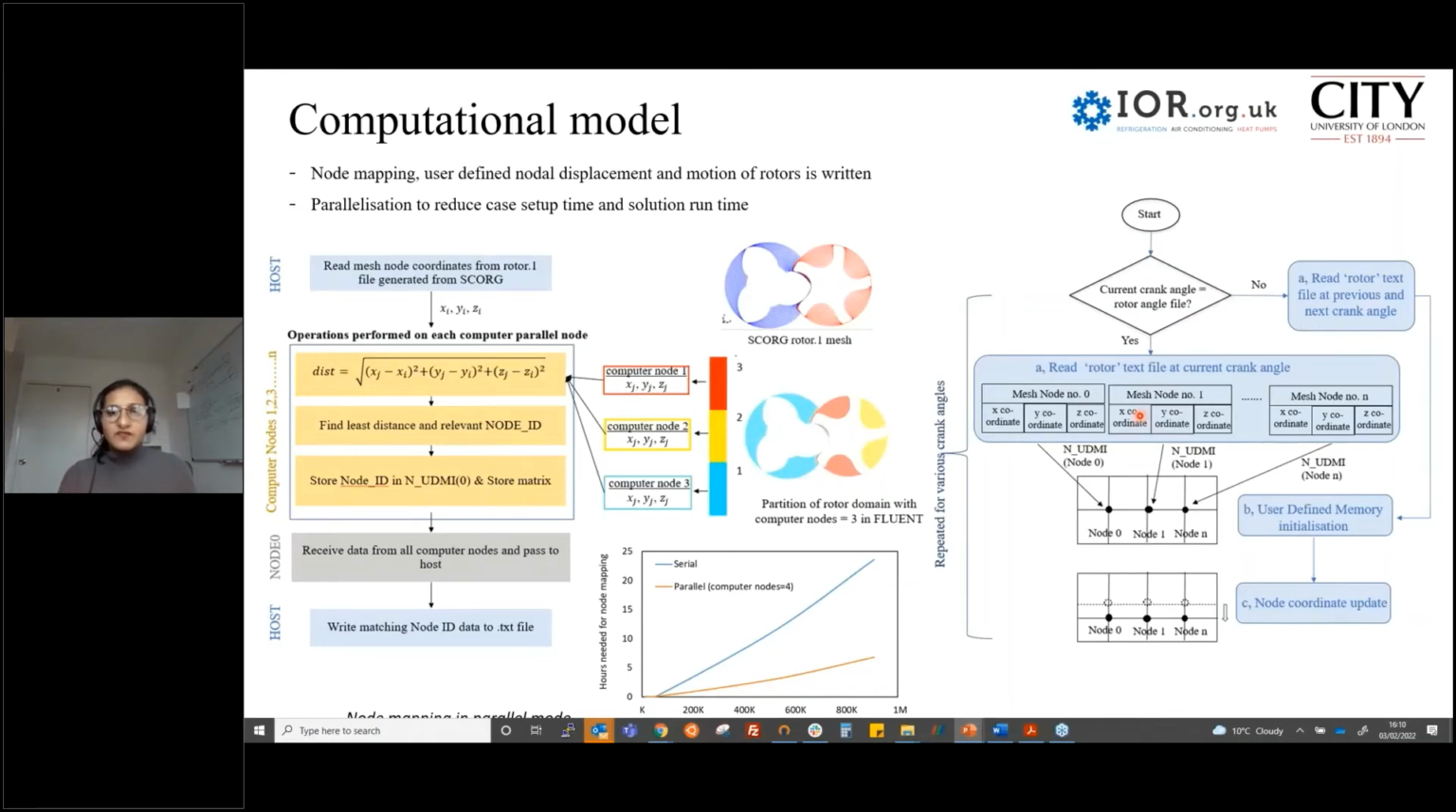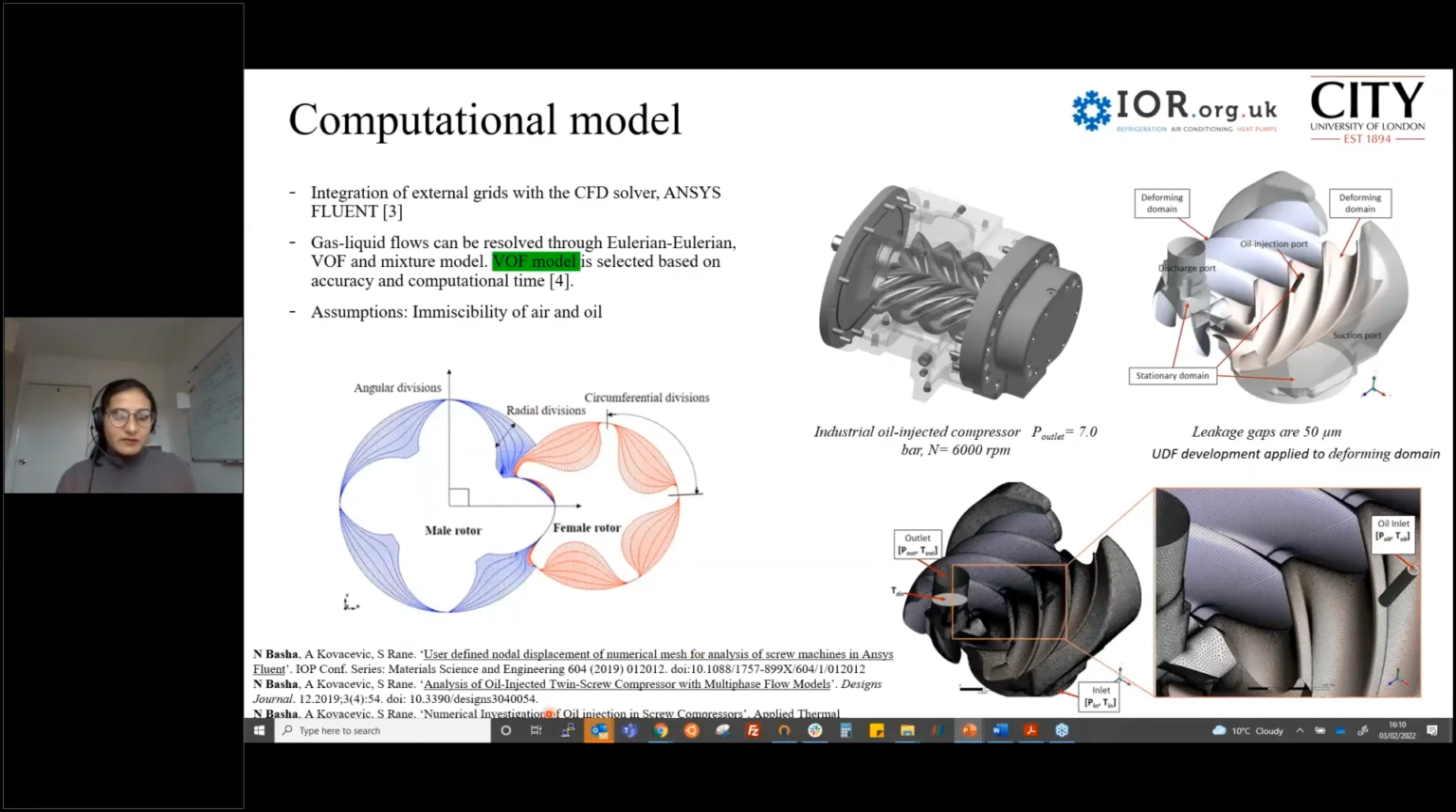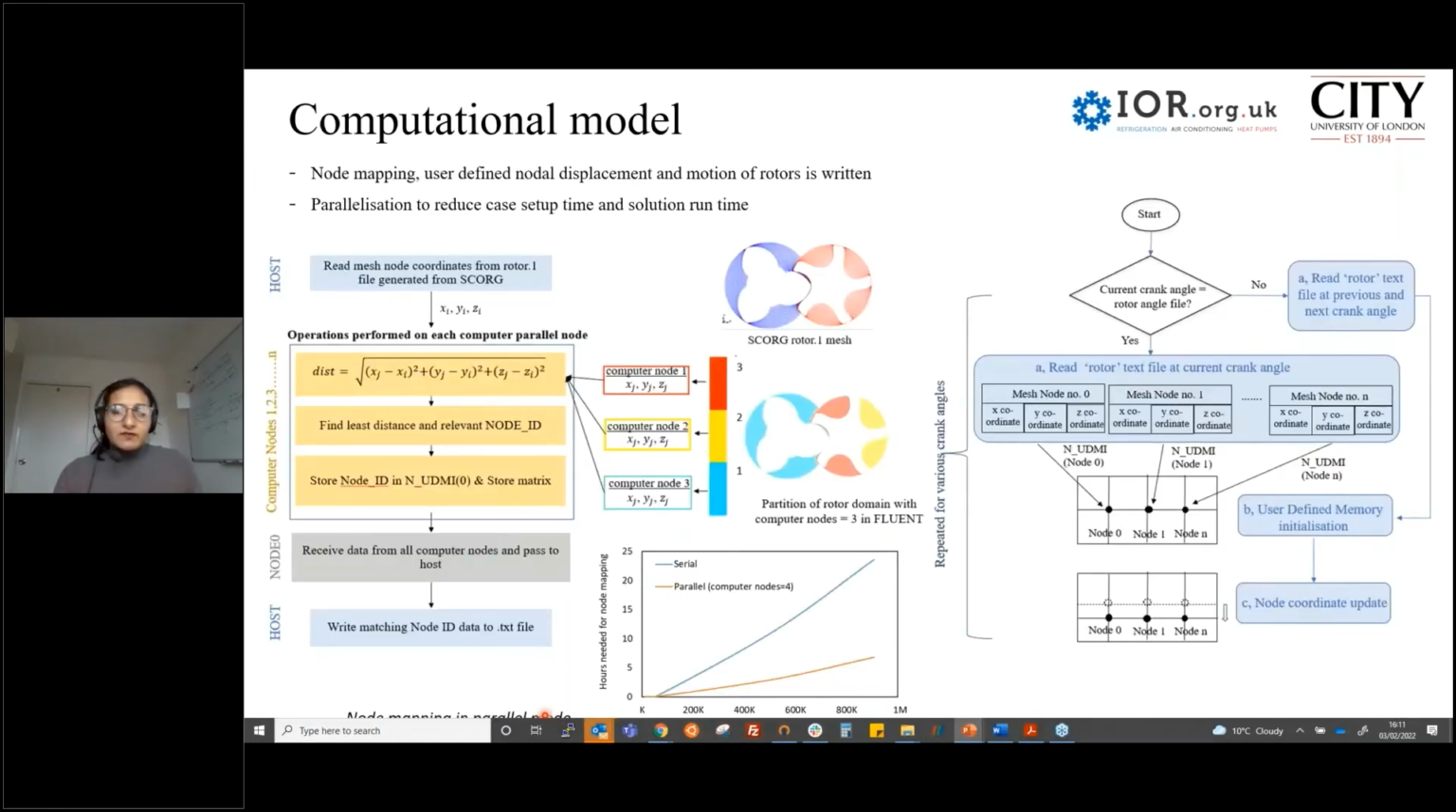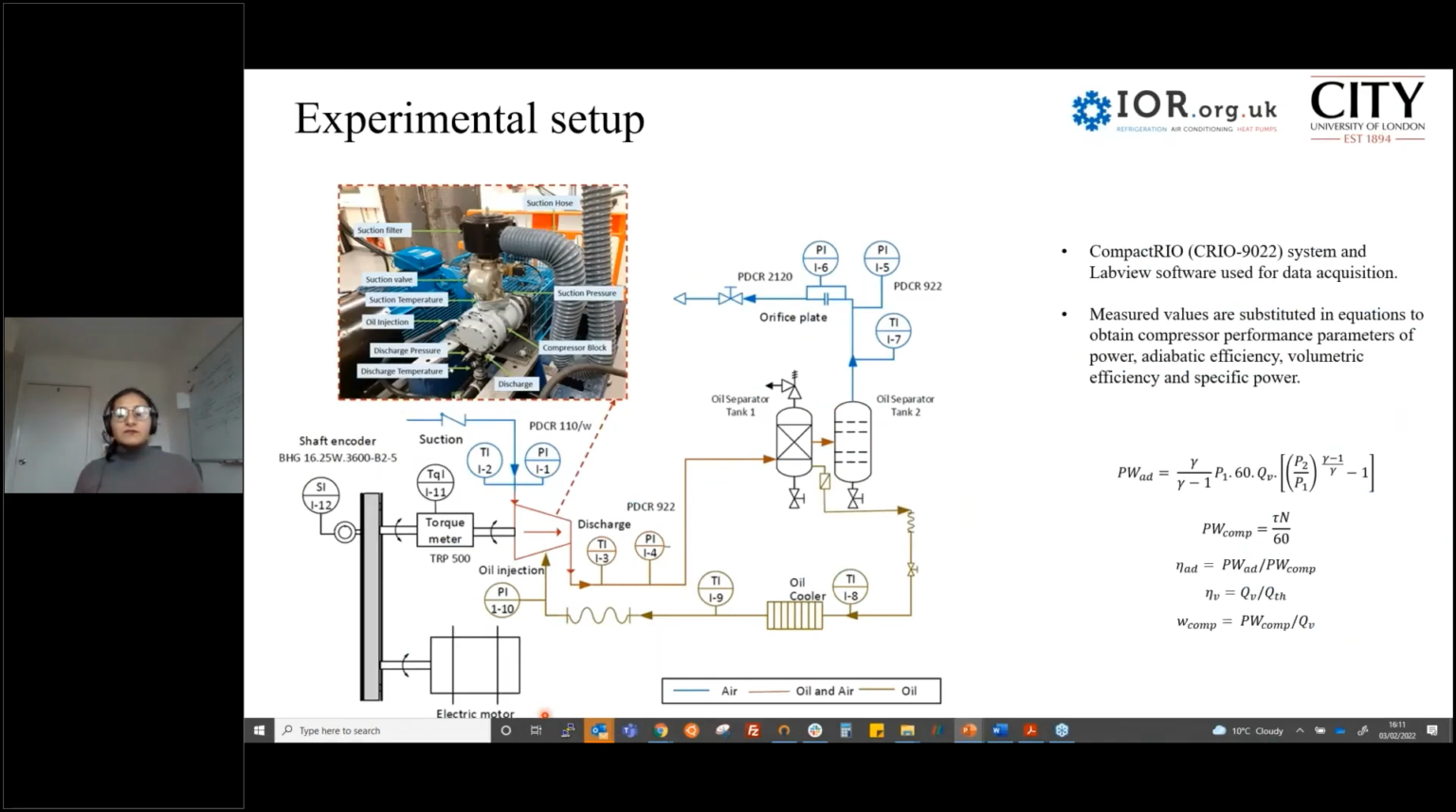I think most of it is available in one of my Applied Thermal Engineering journal papers, as well as my thesis. I think this is not completely visible, so I'm not going to go into a lot of detail about how this model was set up. I can share the link later on if anyone's interested. Anyway, we had this computational model successfully set up.